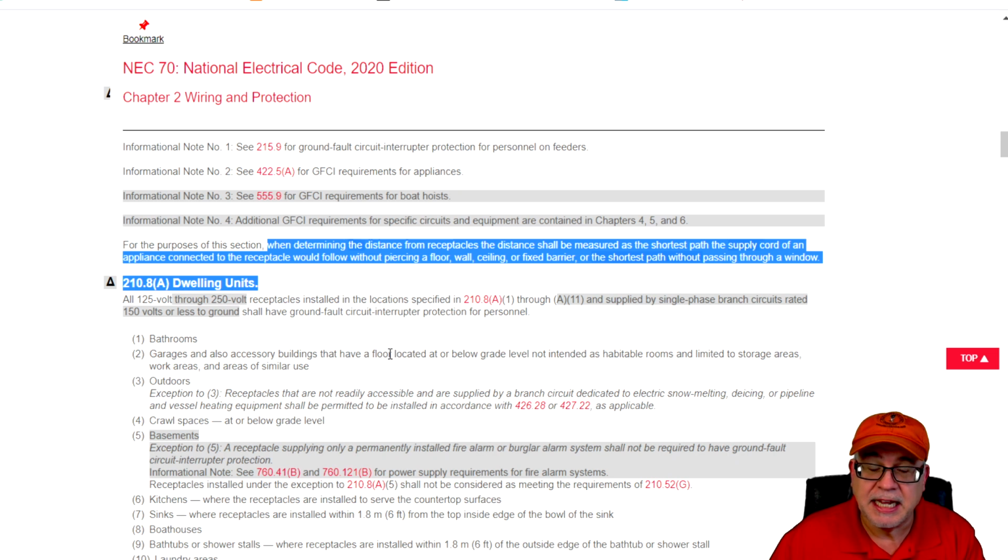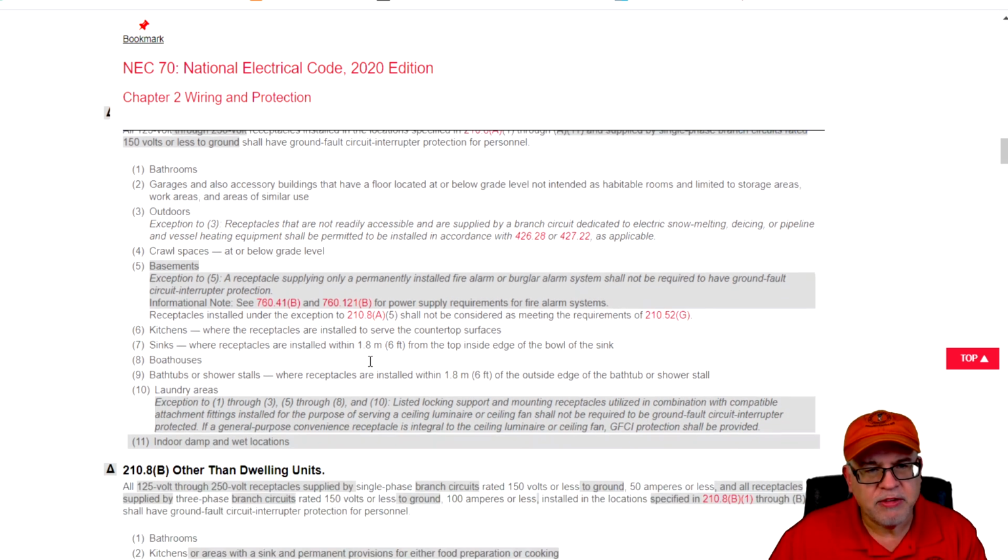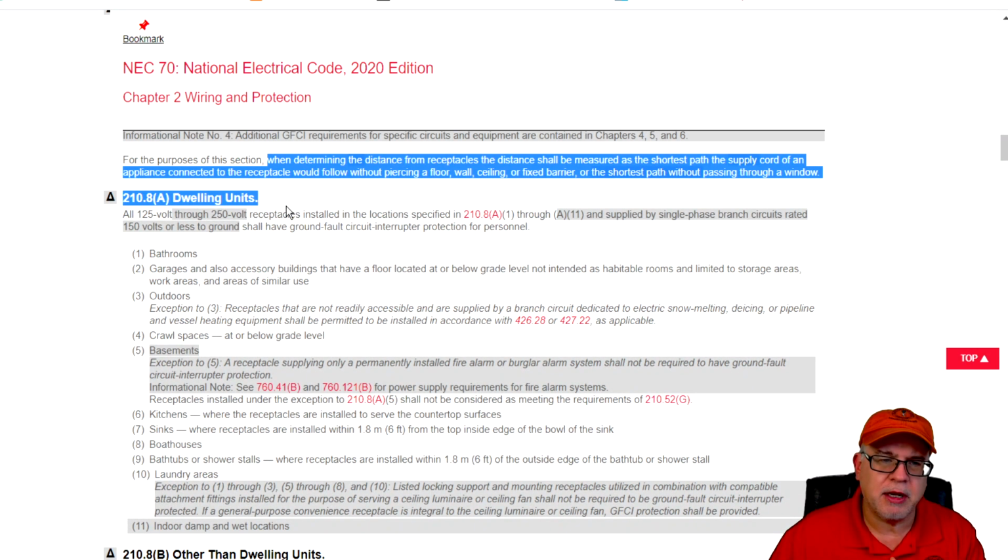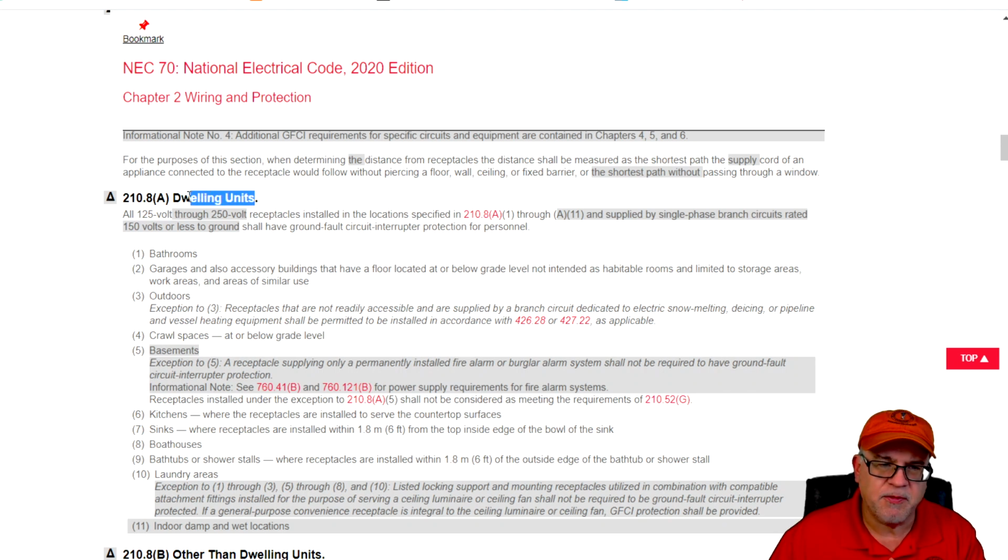All right, so as you see on the screen, we're going to be talking about 210.8(A). We're going to be specifically dealing with dwelling units. It's also important to understand that we're not just talking about single-family dwellings here. It's a dwelling unit, okay? So if you have a multi-family building that has individual dwelling units, then 210.8(A) is very much going to apply, okay?